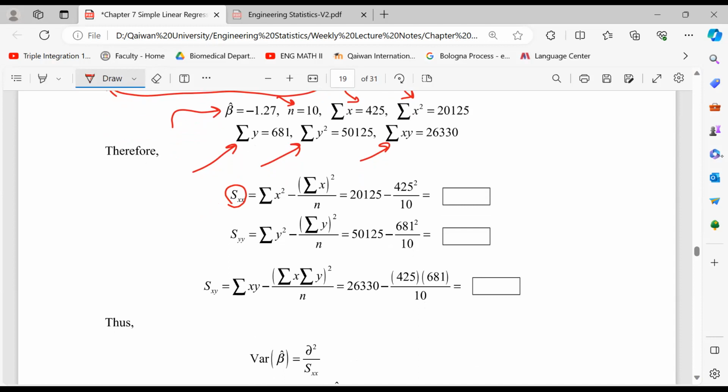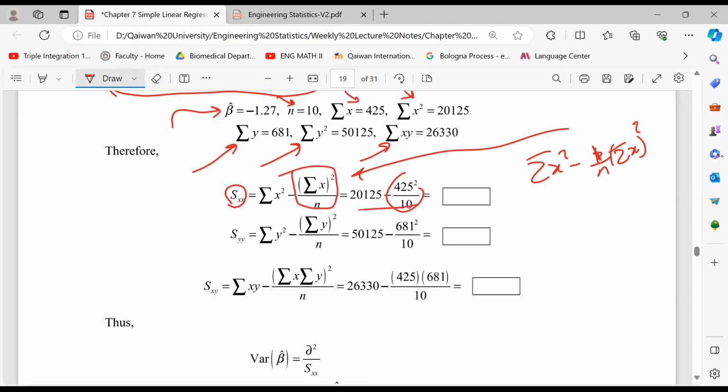S sub xx is sum of x squared minus sum of x all squared, dividing by n. That's the denominator for only this one. It's the same as saying sum of x squared minus 1 over n times sum of x all squared, as n is the denominator for only the second term. So calculate this one.